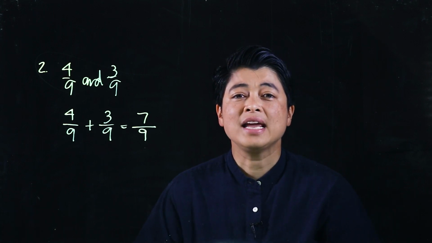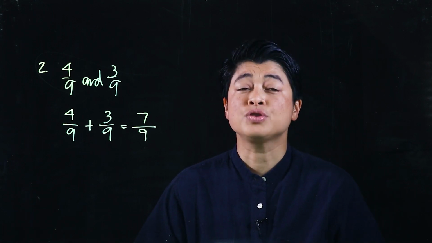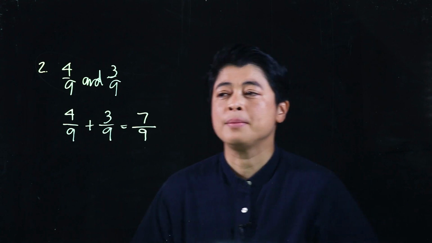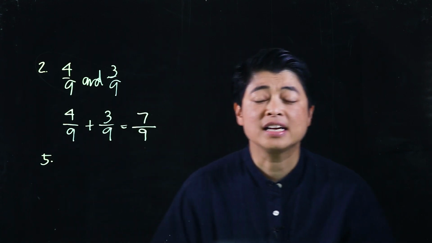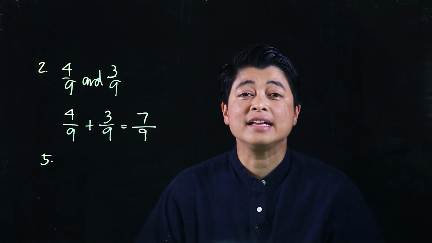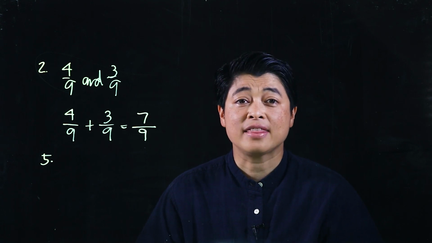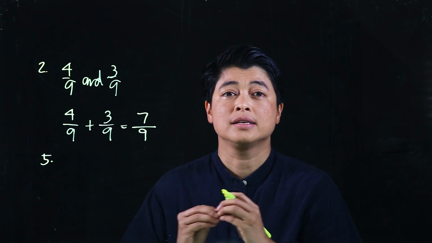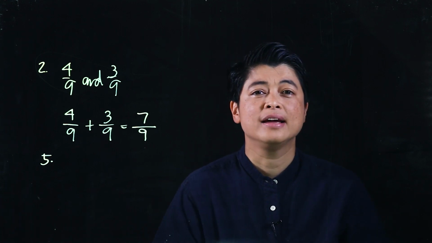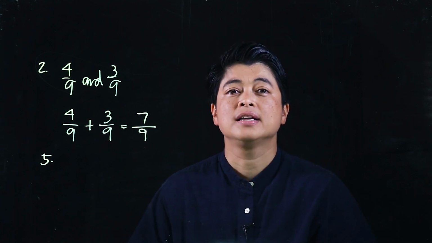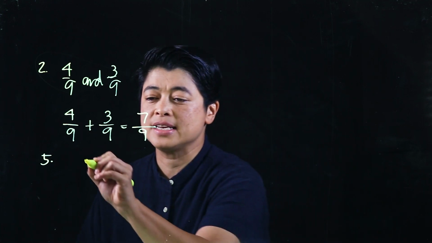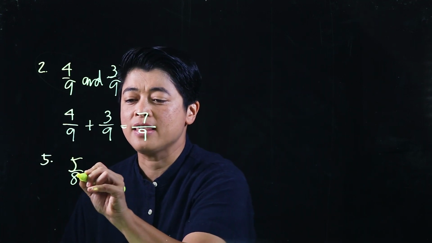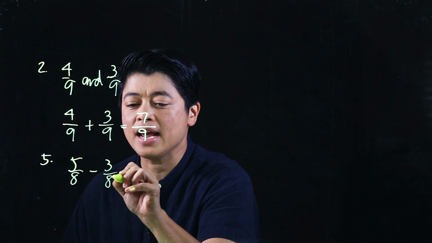The same happens when we are subtracting. From problem number 5, it says subtract 3/8 from 5/8. Remember from previous lessons, when it says subtract A from B, that means B comes first, then minus A. So in this case, it's going to be 5/8 minus 3/8.